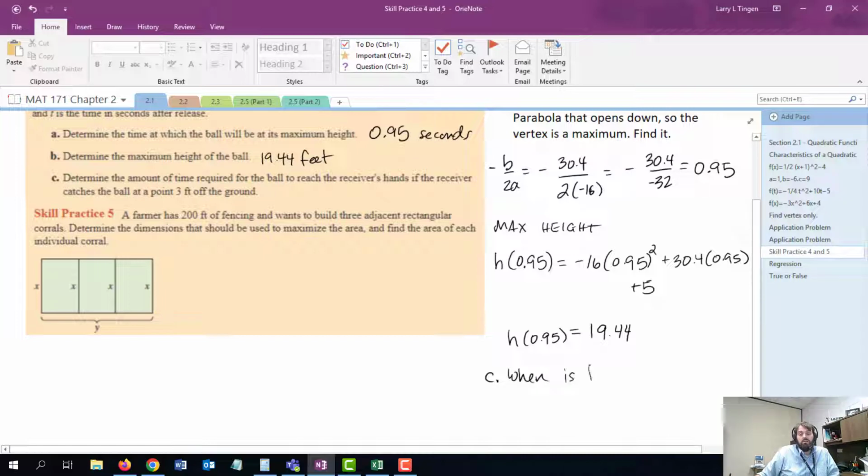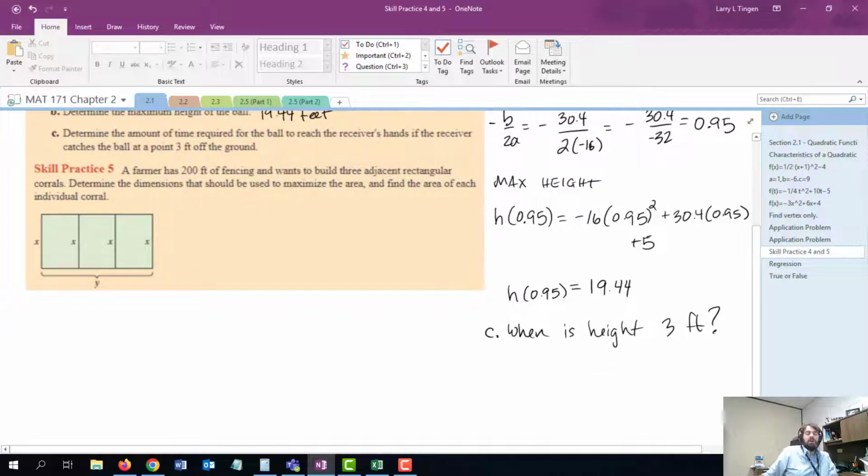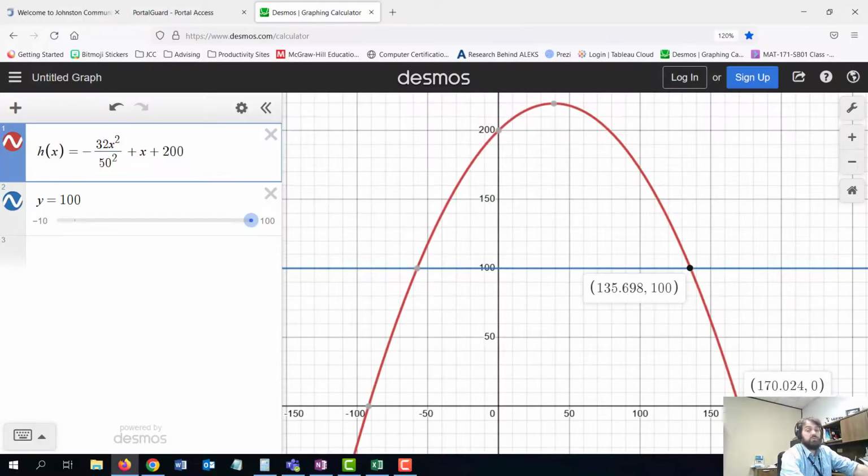When is the height 3 feet, right? The question seems a bit longer than that, but it's not really. There's a receiver that's going to catch the ball. He's going to catch the ball when it's 3 feet off the ground. How much time is going to pass for that to happen? You're just taking the original and you're solving it. You set it equal to 3 and then solve. Okay. And here, let me show you what that looks like on Desmos.